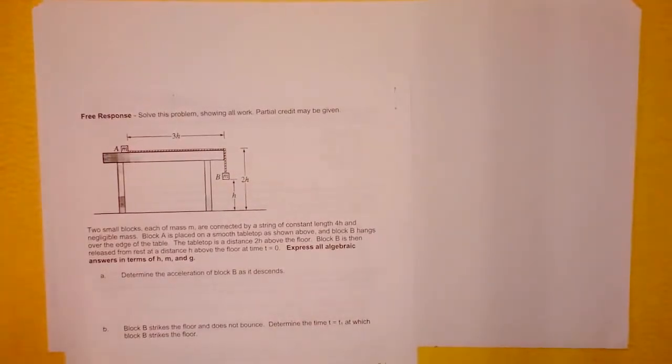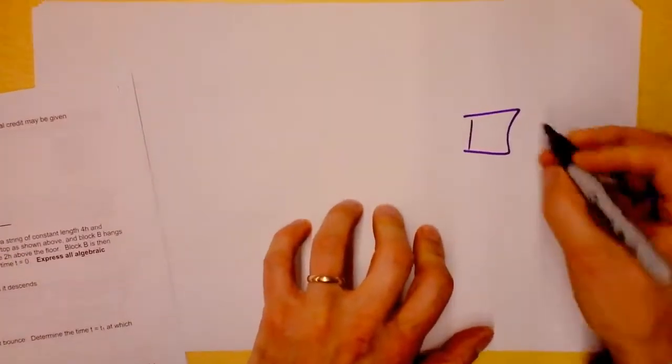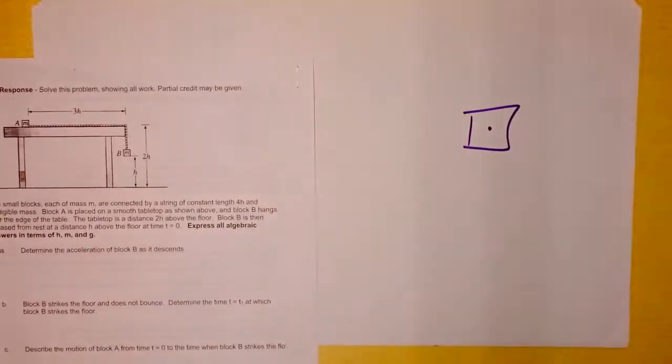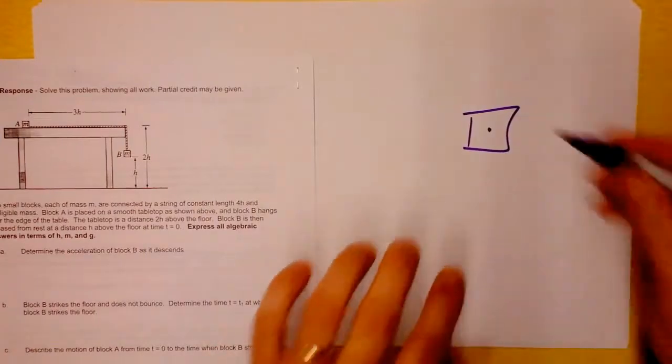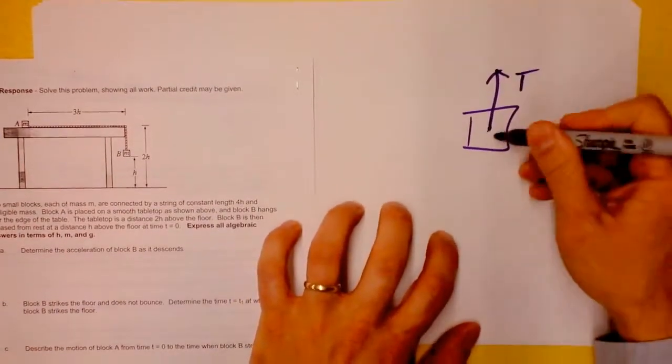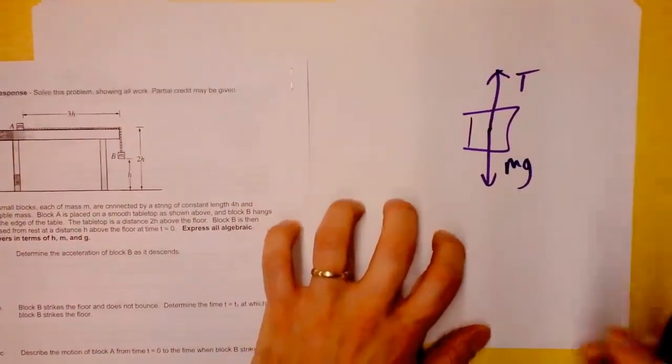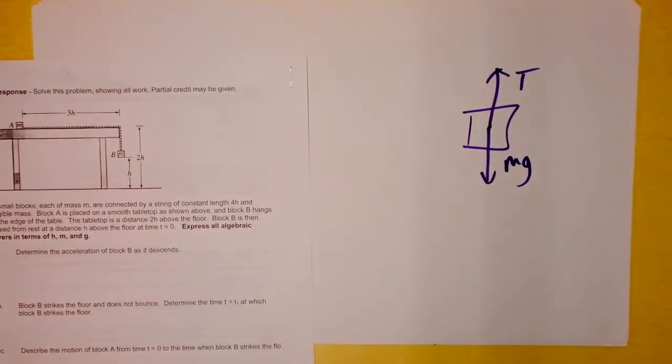Okay, so how do we find the acceleration of block B? Free body diagram. Free body diagram of what? Block B. A free body diagram of block B says there are two things on block B. What are they, Sophie? Tension and mg. Which way is tension? Up. Okay, tension is up and mg is down. Question, are they the same length? No.